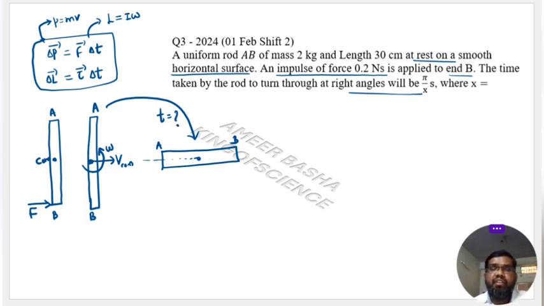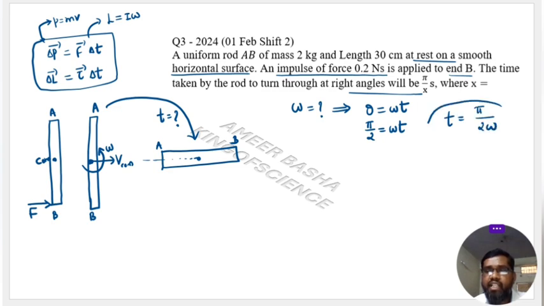The idea is very simple. If I know the omega value, then by using the formula theta equals omega t I can calculate it. Theta here is 90 degrees, as it turns 90 degrees, that is pi by 2, equal to omega into t. So t will be equal to pi by 2 omega. The thing is, I need to calculate omega here. How will I calculate omega?